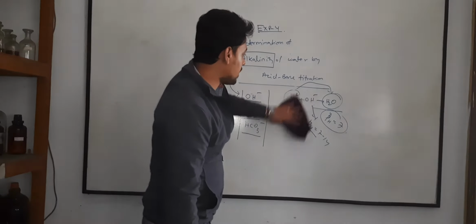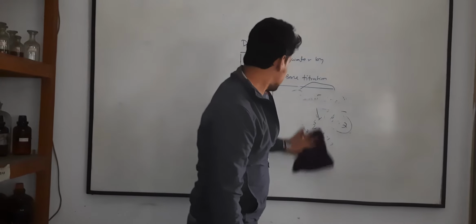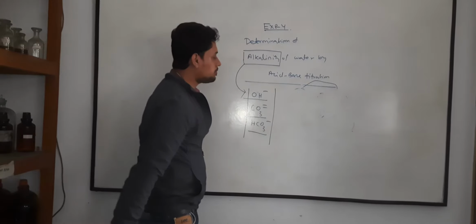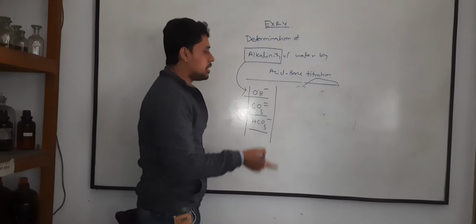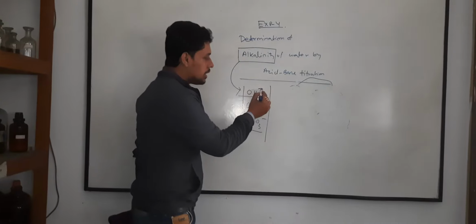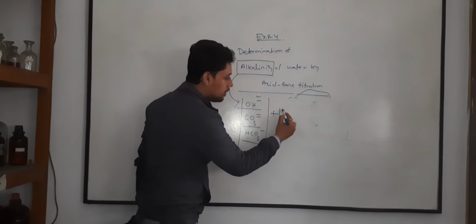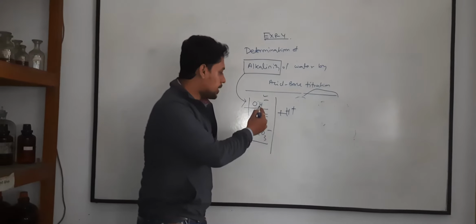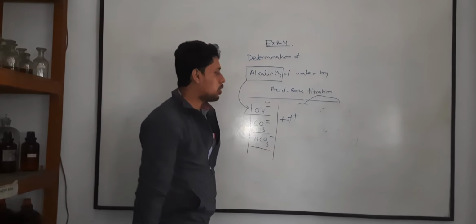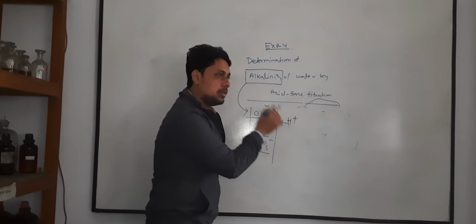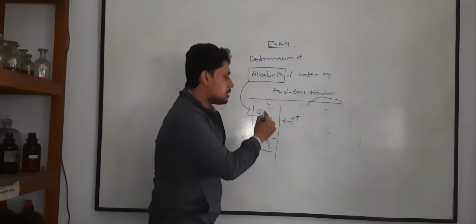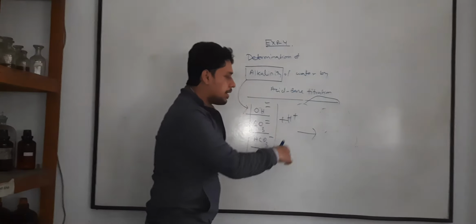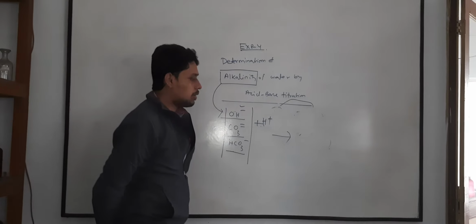Now if water contains these three anions, OH minus, carbonate and bicarbonate, and we apply the neutralization process to neutralize these anions, then we have to add H plus. That means whatever the concentration or amount of OH minus, carbonate and bicarbonate present in water, if you add H plus, all of these anions go for the neutralization reaction. All of these anions will form salt and water.